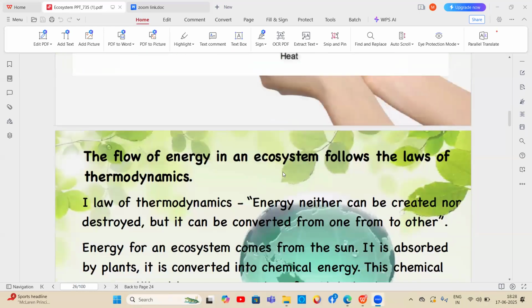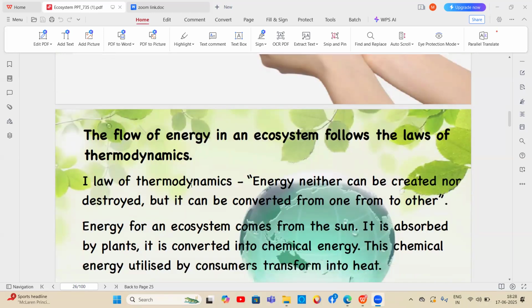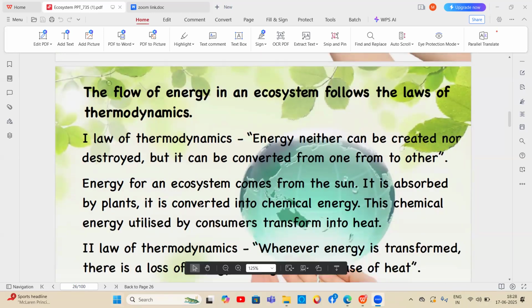The flow of energy in an ecosystem follows the laws of thermodynamics. The first law of thermodynamics is that energy can neither be created nor destroyed, but it can be converted from one form to another. Here it is converted from solar energy to chemical energy. The energy for an ecosystem comes from the sun.